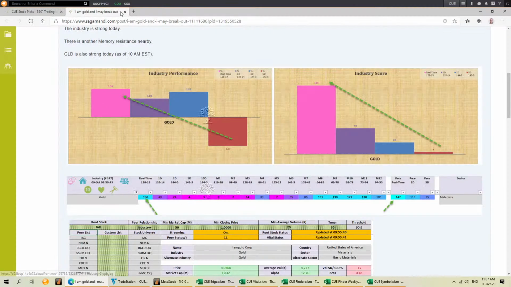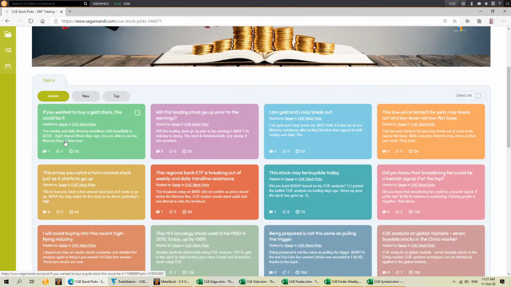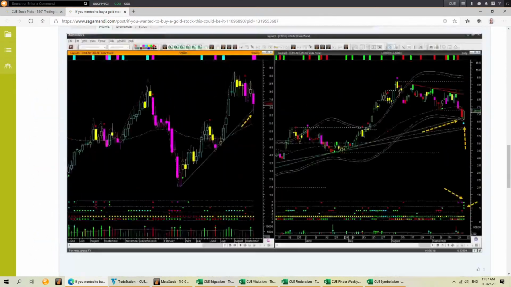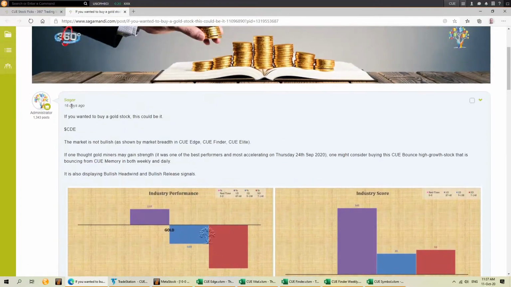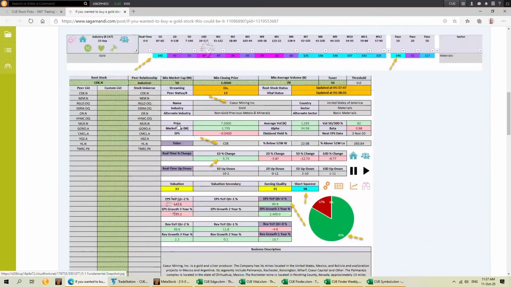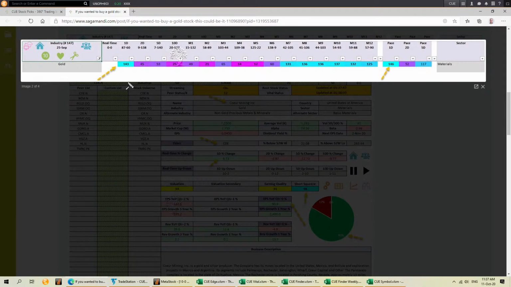And that reminded me of an earlier gold mining stock that I shared 15 days ago. And I followed up on that. Now it was 16 days ago. I shared it first on September 25th. That was on CDE, another gold mining stock.